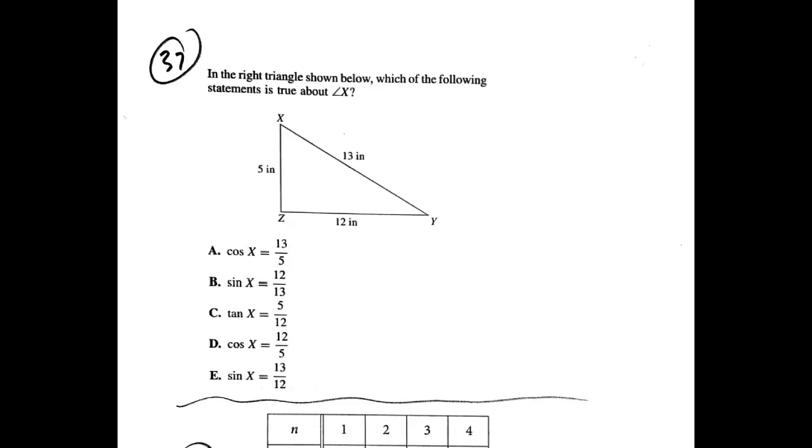37. In the right triangle below, which of the following statements is true about angle x? A, cosine of x equals 13/5. B, cosine of x equals 13/12. C, tangent of x equals 5/12. D, cosine of x equals 12/5. E, sine of x equals 13/12.